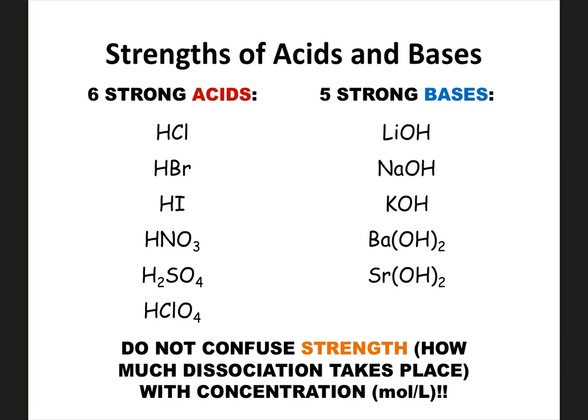Again, don't confuse strength, which is talking about how much dissociation takes place, versus concentration. I can have a higher concentration of a weak acid. That doesn't mean it's now strong. Strong acids and bases just mean they dissociate 100%. Concentration is just talking about the moles per liter that you're forming for each of these. So definitely memorize the 6 strong acids, be on the lookout for them. Same thing for the 5 strong bases.